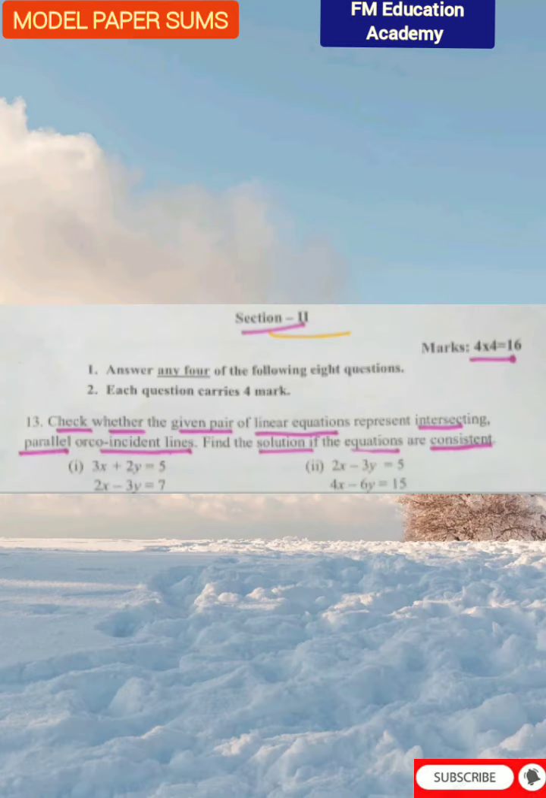Section 2. Answer any 4 of the following 8 questions. Each question carries 4 marks. 13th question.